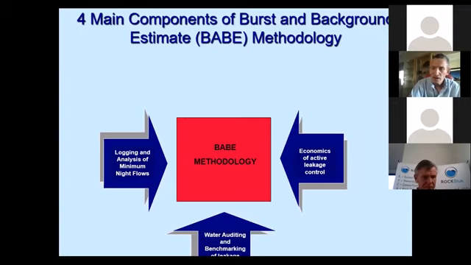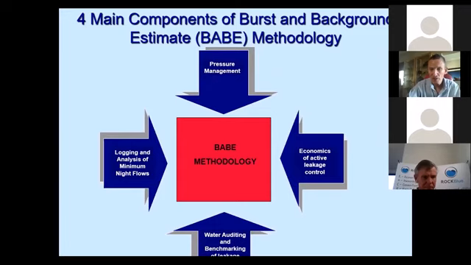Basically, what you're looking at here is how often should you go into an area to find leaks that have not been reported. And in many cases, it's not viable to do that even in the first place. If you're not repairing the visible leaks and the leaks that have already been reported, there really isn't a lot of sense in spending money going out looking for leaks that haven't been reported when you're not fixing the ones that have been reported. So there's a whole economics of active leakage control, and that's a third element of the BABE methodology.